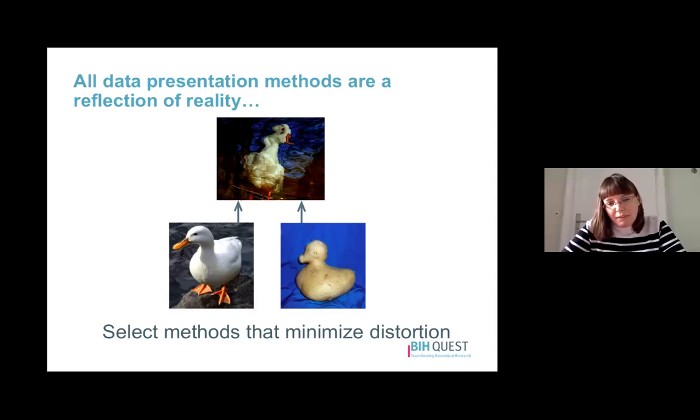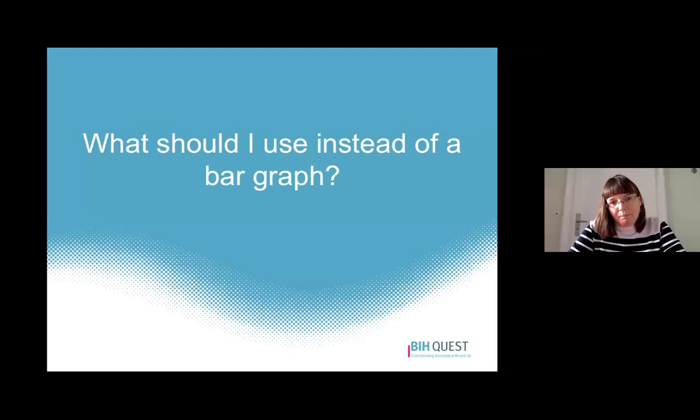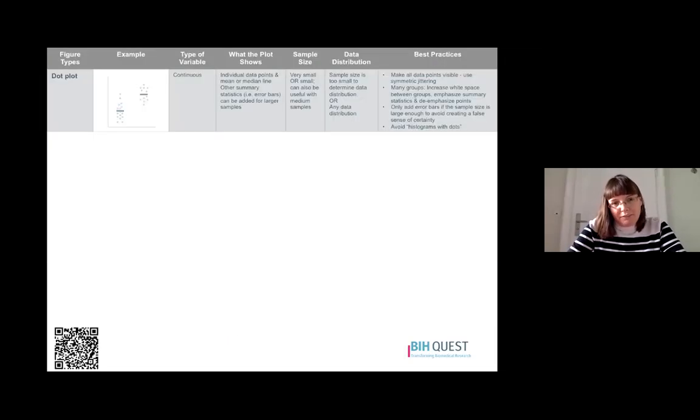And no one wants to waste time and effort and money and resources following something that they thought was a duck, only to end up with an oddly shaped potato. So it's really important to select visualization methods that minimize distortion. So if we shouldn't be using bar graphs, then what should we use instead?